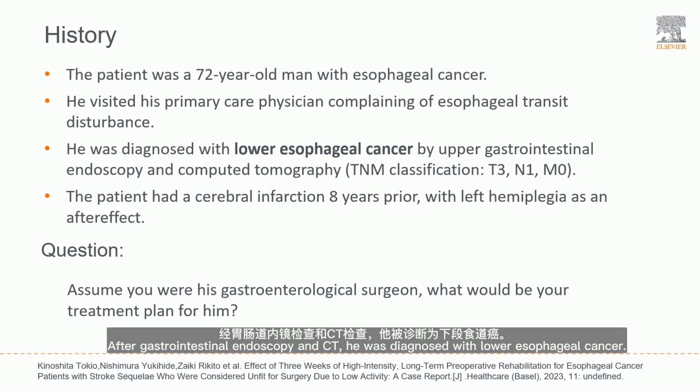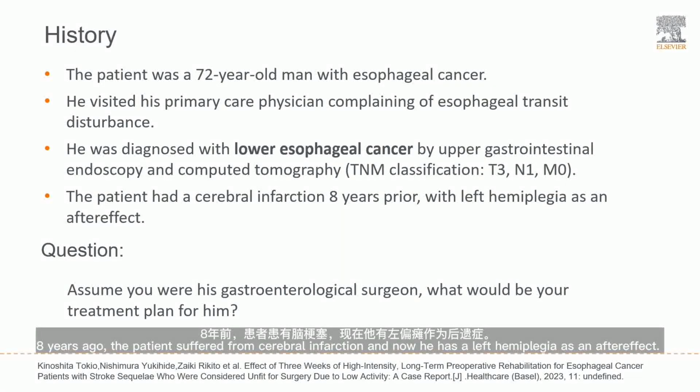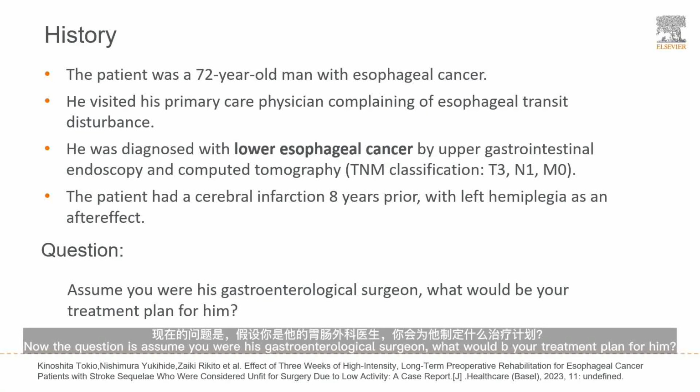After gastrointestinal endoscopy and CT, he was diagnosed with lower esophageal cancer. The TNM classification was T3N1M0. 8 years ago, the patient suffered from cerebral infarction, and now he has a left hemiplegia as an after effect. Now the question is, assume you were his gastroenterological surgeon, what would be your treatment plan for him?